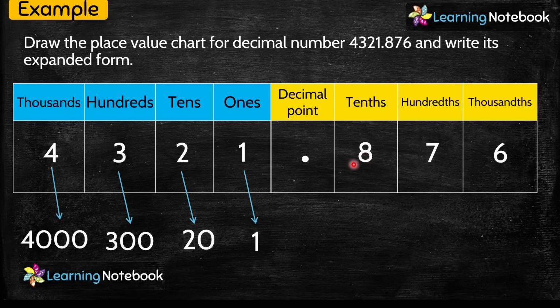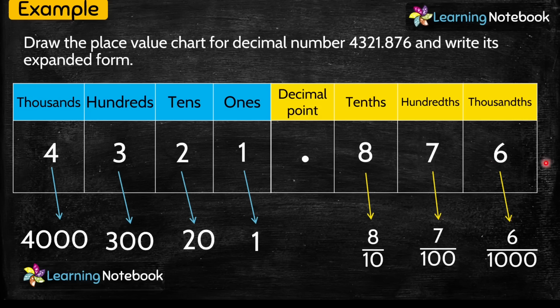Now let's write the place value of decimal part. Place value of 8 is 8 by 10. Place value of 7 is 7 by 100. And place value of 6 is 6 by 1000.